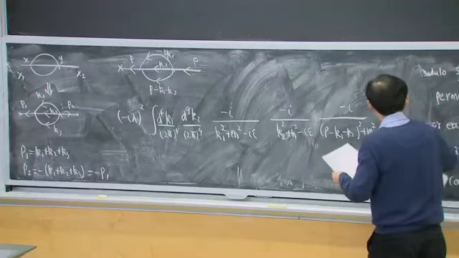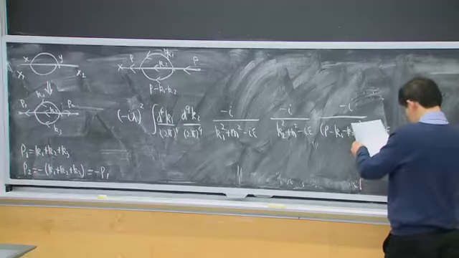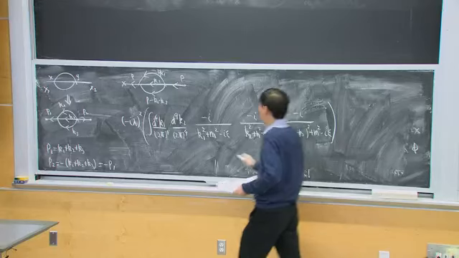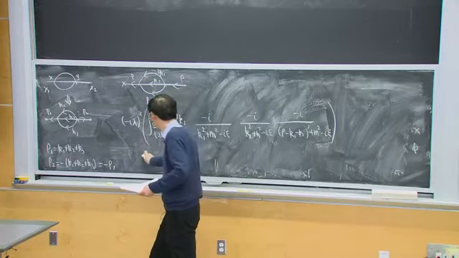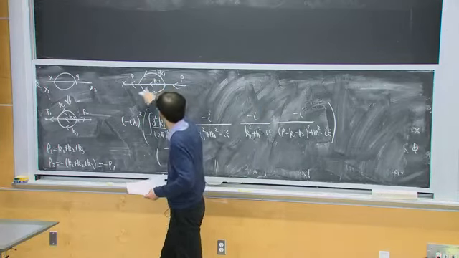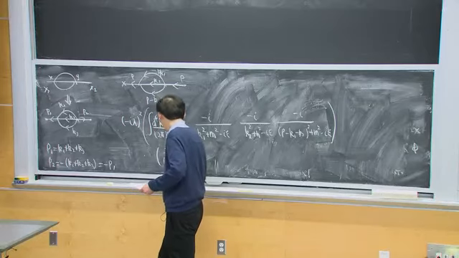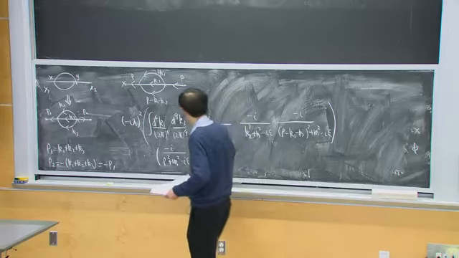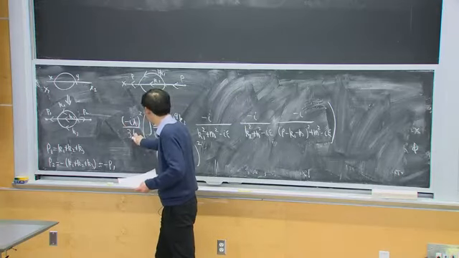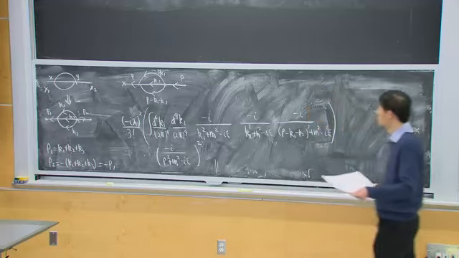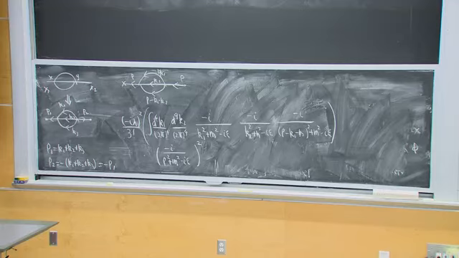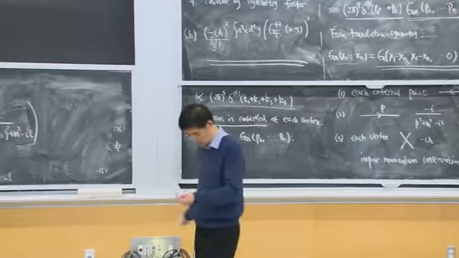And then we have two factors from the external lines. They have the same momentum, so we just have minus i over p squared plus m squared minus i epsilon, all squared. And then we divide by 3 factorial, corresponding to the symmetry factor. Okay, that's it. So this is the expression for this diagram in momentum space. Okay, let's stop here.